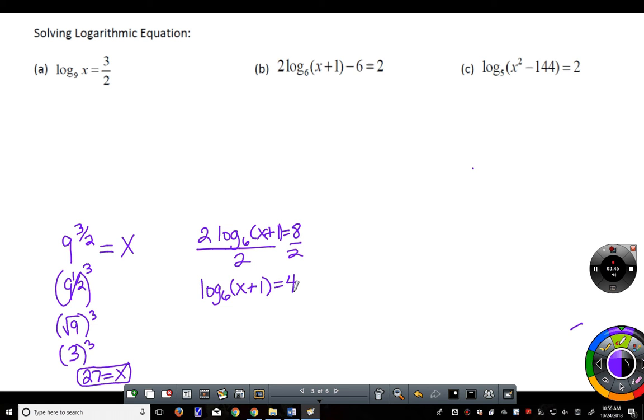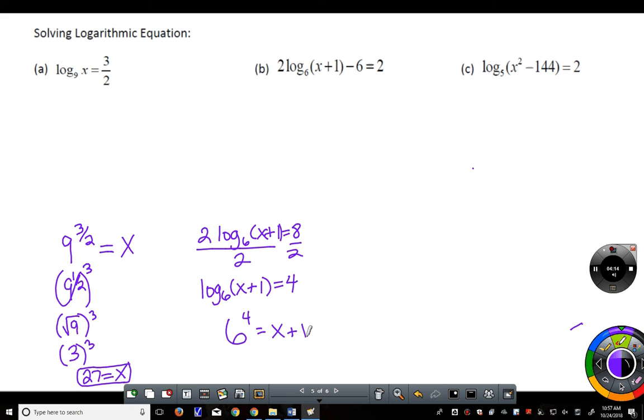So now that I got the log alone, what am I going to do? So now it looks a lot like part A. What did we do in part A? Right, we rewrote it in exponential. So which part of this equation will be the base for our exponential? 6. The base is still the base. Okay, so 6. Which part of the log equation represents the exponent? The 4. Okay? And then all that stuff that's inside those log parentheses goes on this other side here.